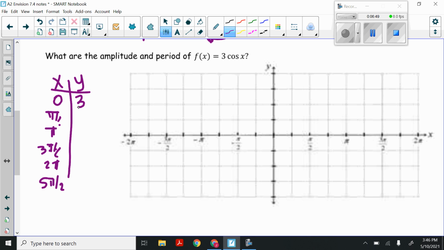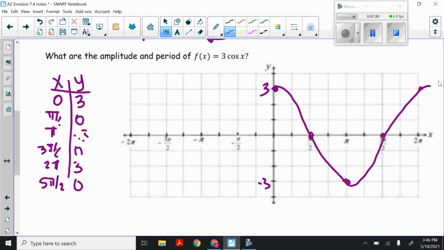The cosine at pi over 2 was 0. When I multiply that by 3, I get 0. The cosine at pi is negative 1 times 3 is negative 3. 3 pi over 2 is going to get me 0. 2 pi, it's going to start repeating itself, 3, 0. So this is 3, negative 3. So I'm starting up here, max, 0, min, 0, max. So this is what I know that it looks like.